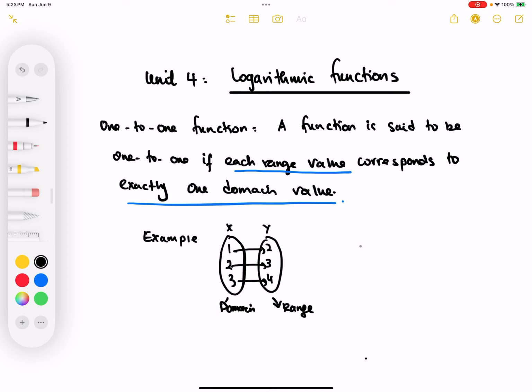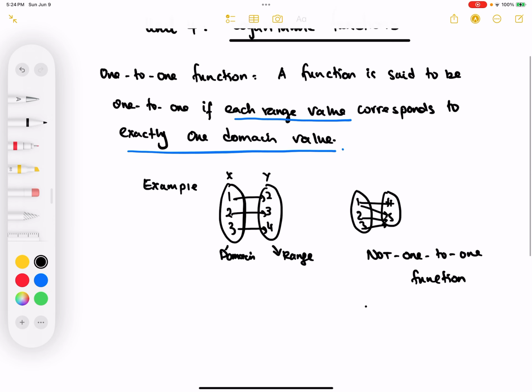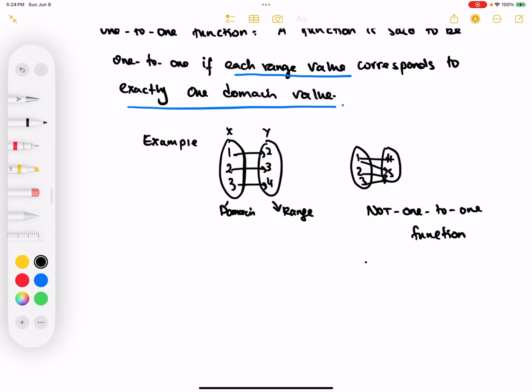However, if you look at, for example, this one, 1, 2, 3, and this one, for example, 4, 5, this is not a one-to-one function. So exactly one x value should relate with one y value.